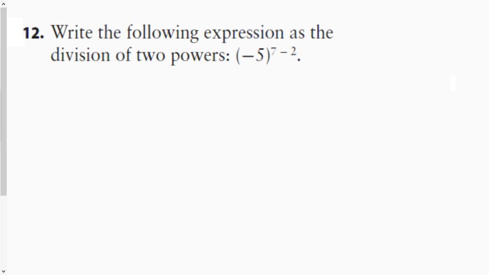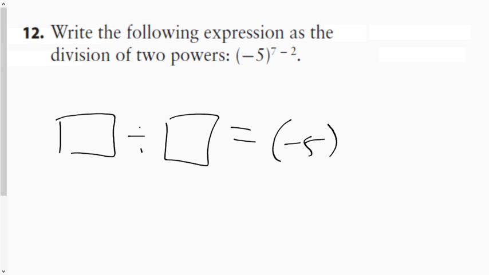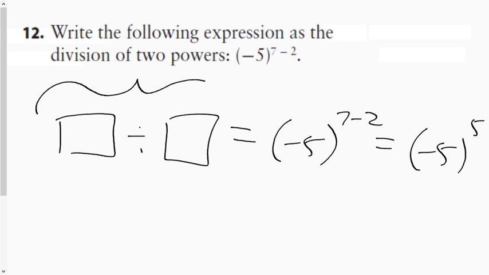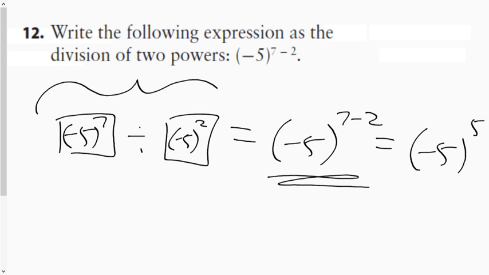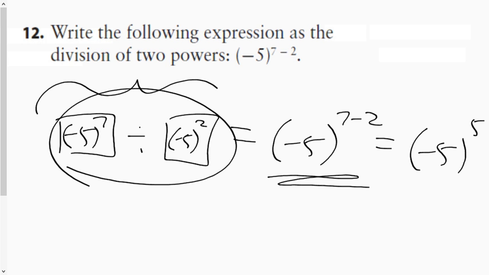Trucking right along, we have number 12. Write the following expression as the division of 2 powers. If we think about a power divided by a power, the work I showed was negative 5, 7, take away 2, which ends up as negative 5 to the exponent of 5. But really the question is, what was the original expression if this is the work I did? The answer is negative 5 in brackets to the exponent of 7 divided by negative 5 in brackets to the exponent of 2. That was my original expression before I simplified it to negative 5 in brackets to 7 minus 2. So this is your answer.